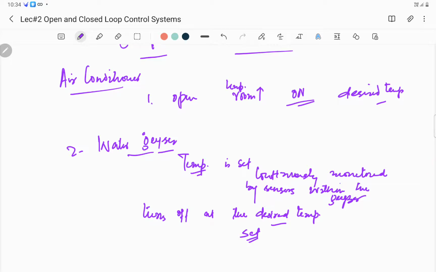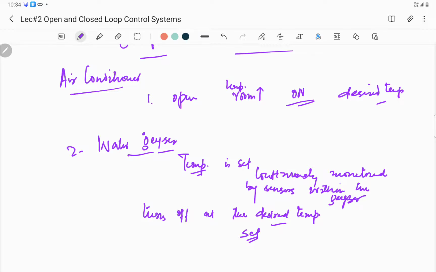We have been able to understand one point: in case of open loop systems there is no feedback path from the output to the input side, whereas in case of closed loop control systems there is a feedback path from output to the input side.